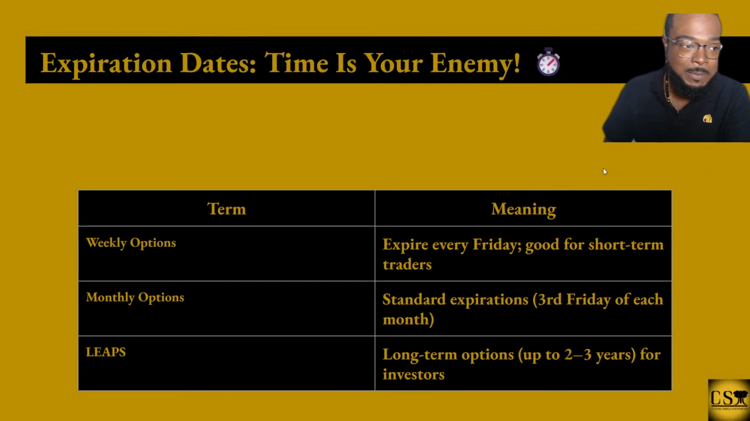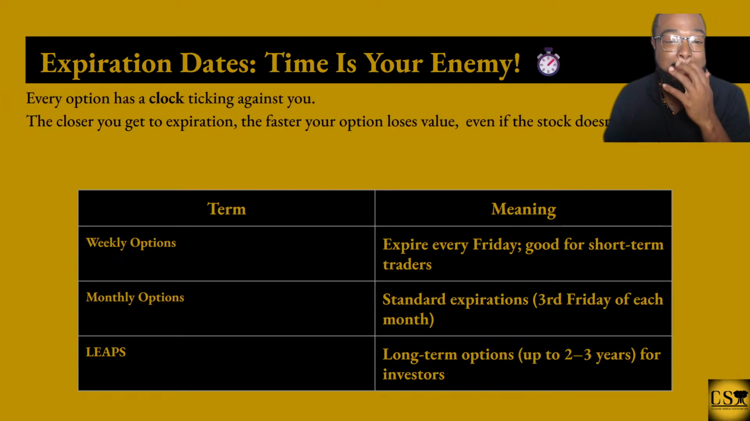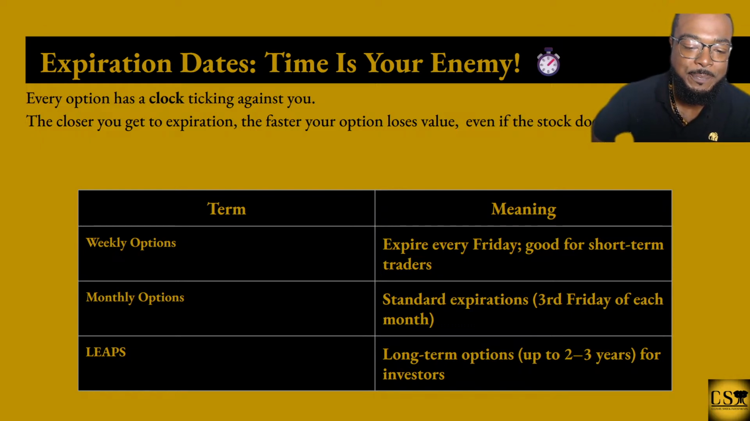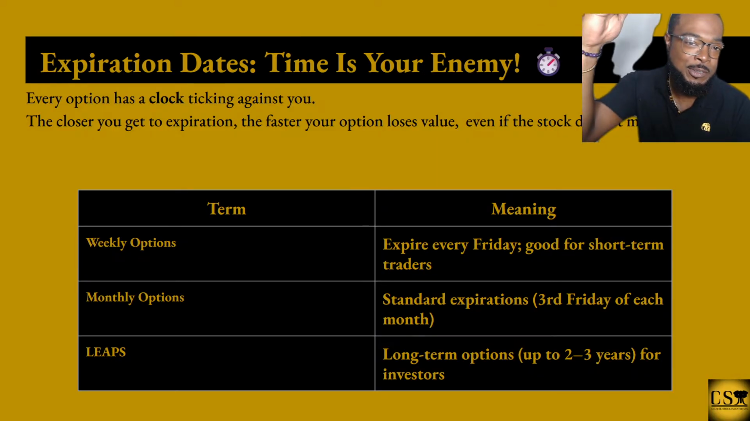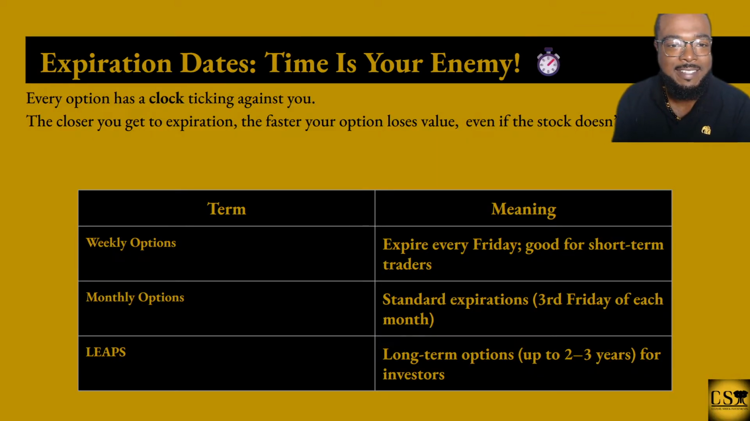Now we're going to talk about expiration dates. Time is your enemy. Time is theta, okay? Time represents theta. It's one of the Greeks. And when you get into an option investment, you're pretty much going against two things. You're going against the price movement, which you want to flow in the direction whether you think it's up or down. But your biggest enemy in an option contract, believe it or not, is not the price moving away from your strike. The biggest enemy is time.